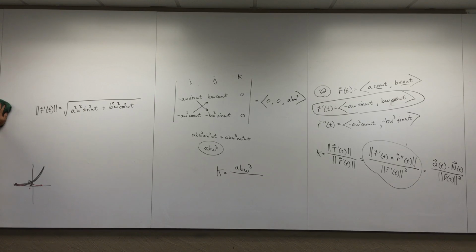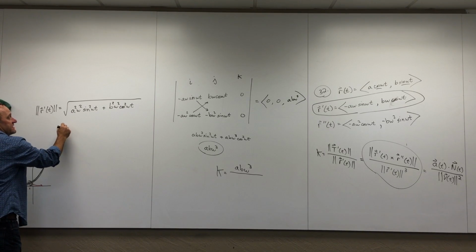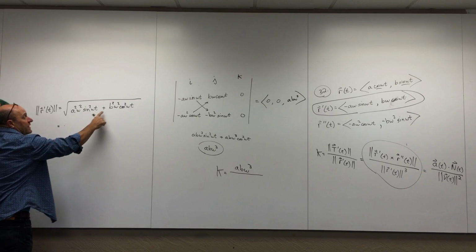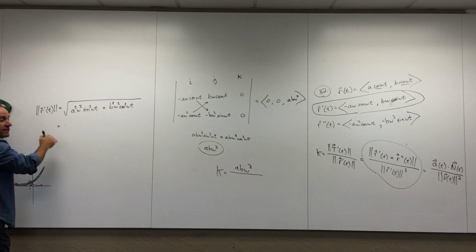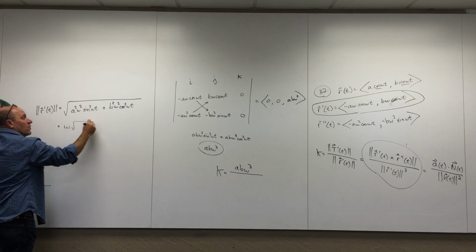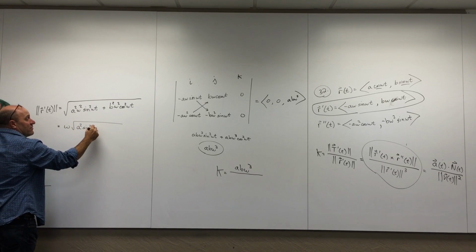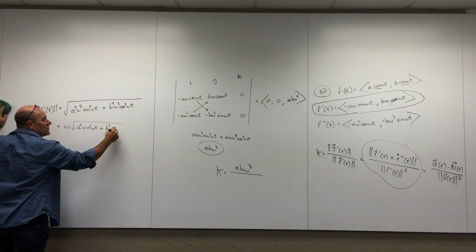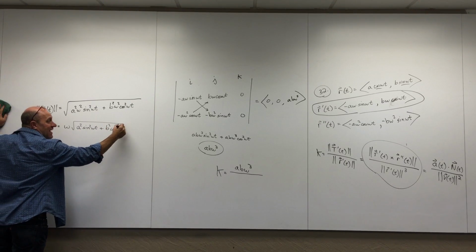Could you, oh, no, you can't. You can't really get rid of those sine squareds and cosine squareds because they don't have the same coefficients. You want to factor out an omega squared? You could factor out an omega squared. It's still in the square root. When you pull it out of the square root, it'll be omega. What's left in the square root then? A squared sine squared omega t and B squared cos squared omega t. And because the A and the B don't match, this is stuck.